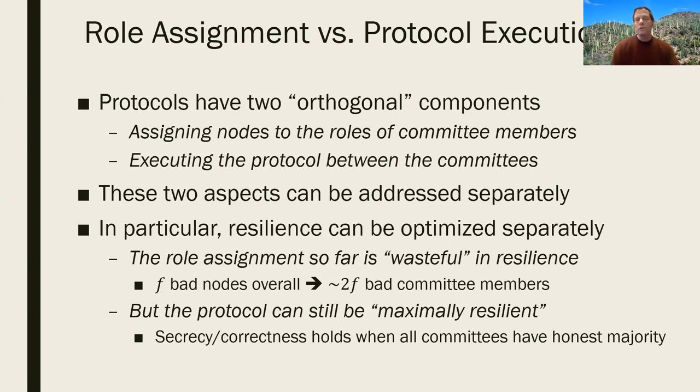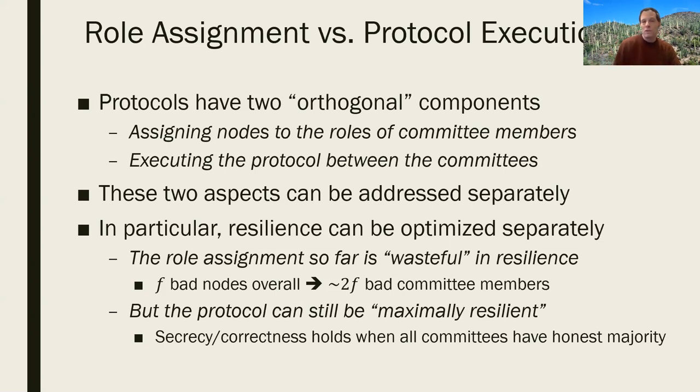So the protocols that I described, for example, the secret sharing protocol, have these two orthogonal components. There is this problem of assigning the nodes to the roles of committee members, and then there's executing the protocol between the committees where you pass the shares. And these two aspects can be addressed separately. In particular, you can ask about resilience and how many corrupted parties this can withstand.